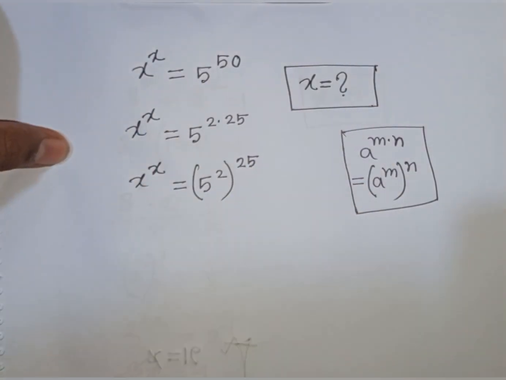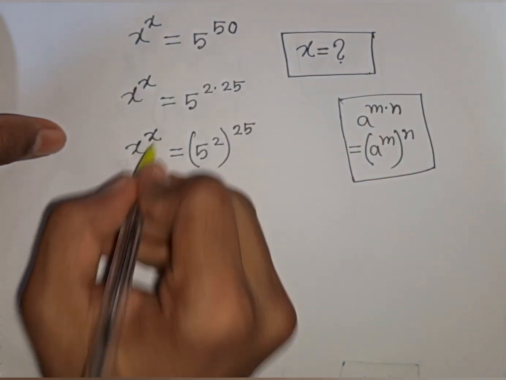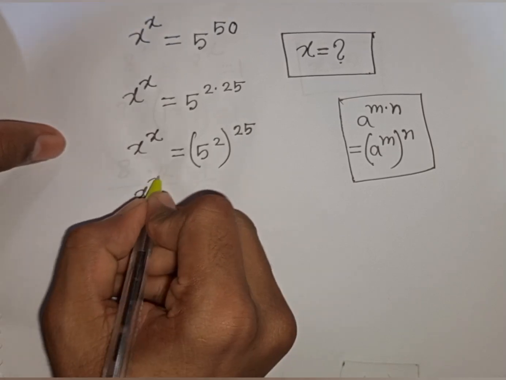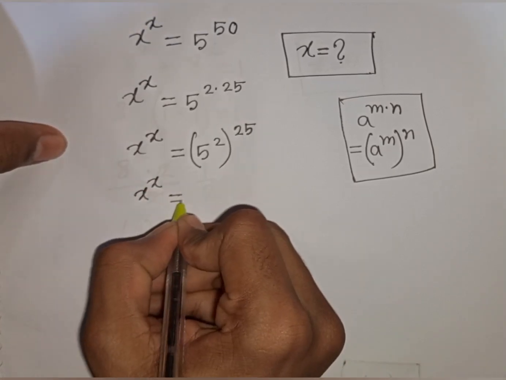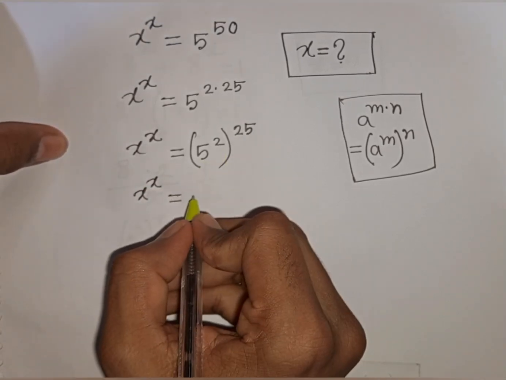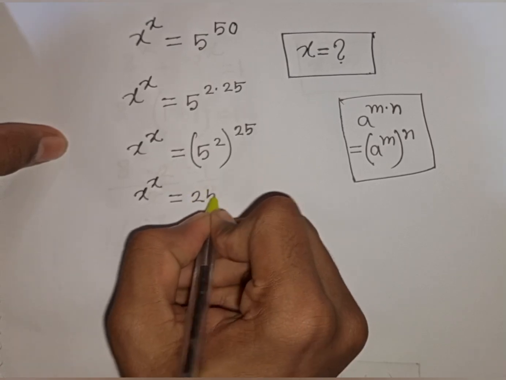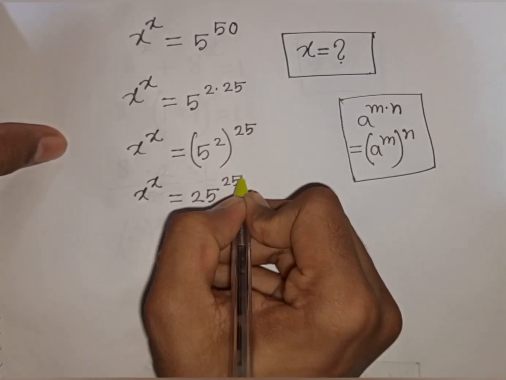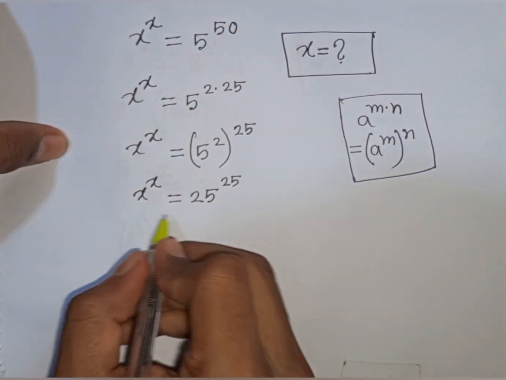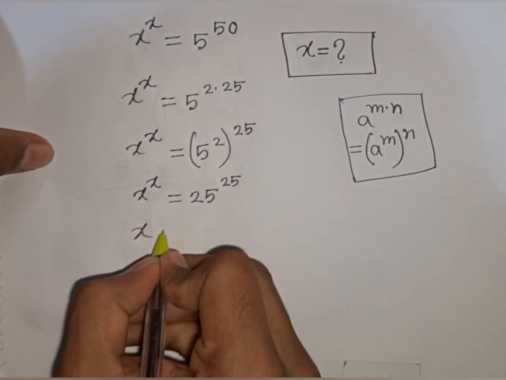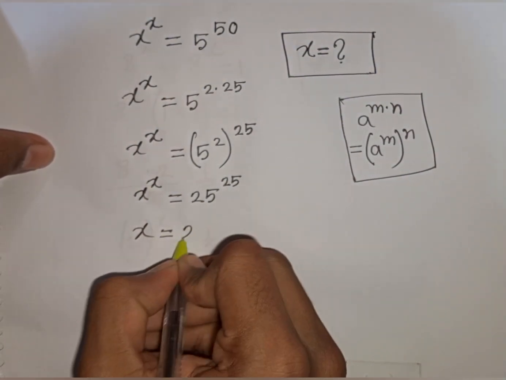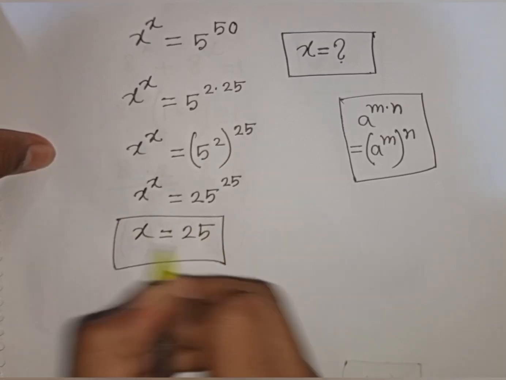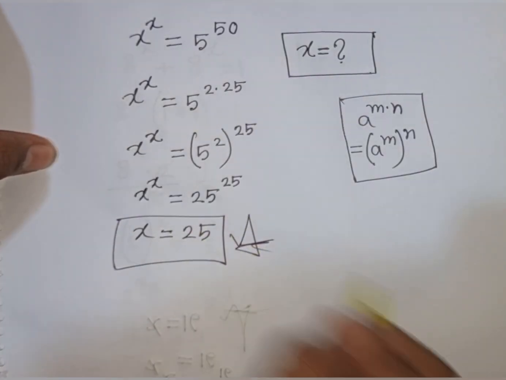Now x power x is equal to 5 power 2, which is same as 25, then power of 25. Now I can write here x will be equal to 25. So this is the value of x, so this is our final answer.